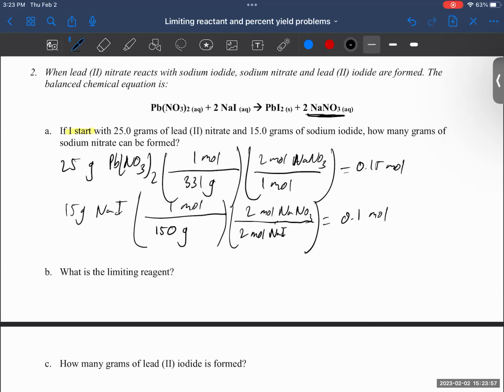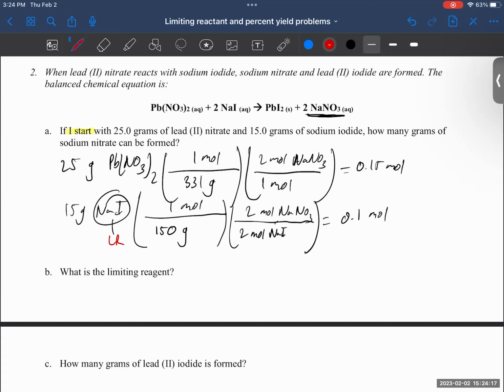What's your limiting reagent? Yeah, sodium iodide. So this one is your limiting reagent. Are we done? Is it over? Can the pain stop? No, we gotta do our theoretical yield.